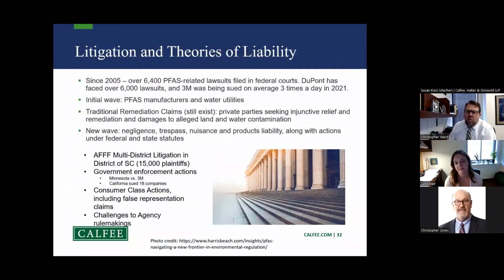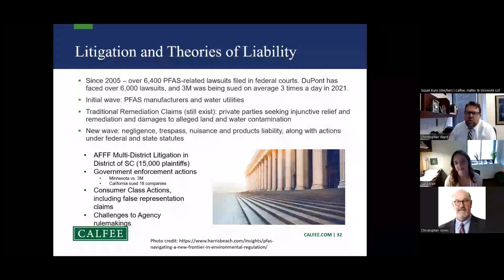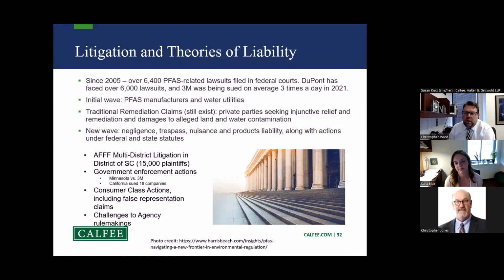We're going to move away from discussions of regulation to a very brief and oversimplified review of the state of PFAS litigation, which has exploded in the last few years. Since 2005, over 6,400 PFAS-related lawsuits, many against DuPont and 3M, two of the major PFAS manufacturers.